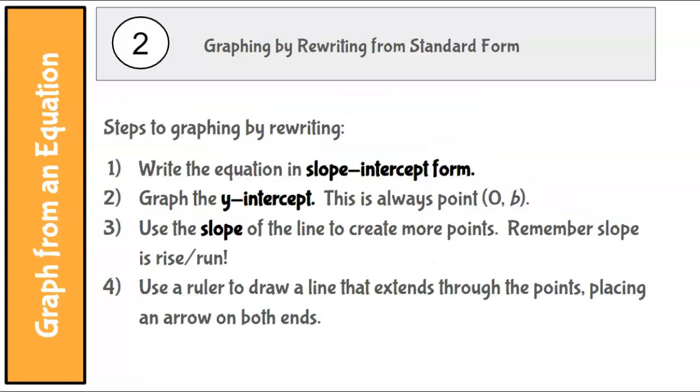Here are the steps to graphing by rewriting. So first, write the equation in slope-intercept form. Second, graph the y-intercept, then use the slope of the line to create more points. Remember that slope is rise over run, and then use a ruler to draw a line that extends to the points, placing an arrow on both ends.